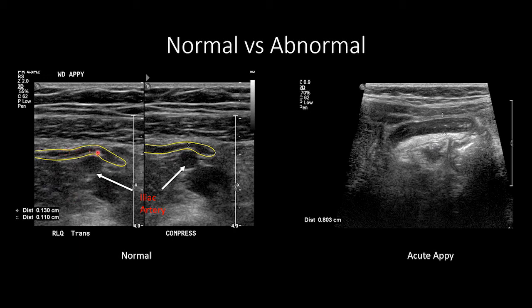Very impressive that someone was able to find a structure so small, but with the right skill and experience, you can often find the appendix. If we look at the other case, we see an appendix that is substantially larger, measuring a diameter of 8 millimeters. And that would be consistent with acute appendicitis on its own. In addition, we see this area of very echogenic fat, adjacent to this appendix, again, representing inflamed fat stranding.